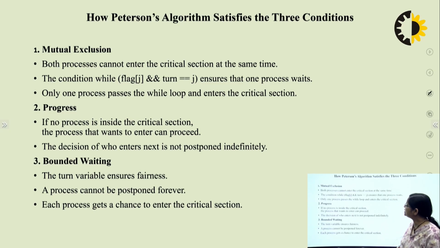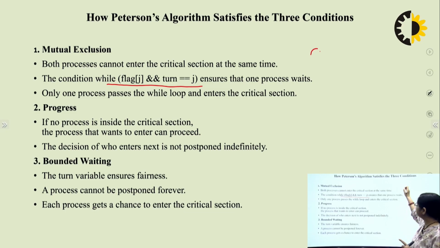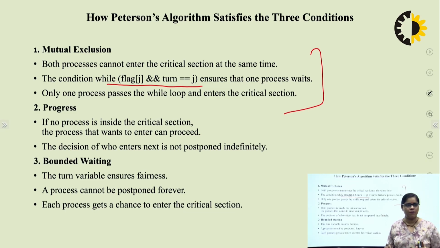The first one is mutual exclusion. Both processes cannot enter the critical section at the same time. So the condition here, flag of j and turn is equal to j, ensures that only one process will wait. It means only one process passes the while loop and enters the critical section. So it satisfies the mutual exclusion property.